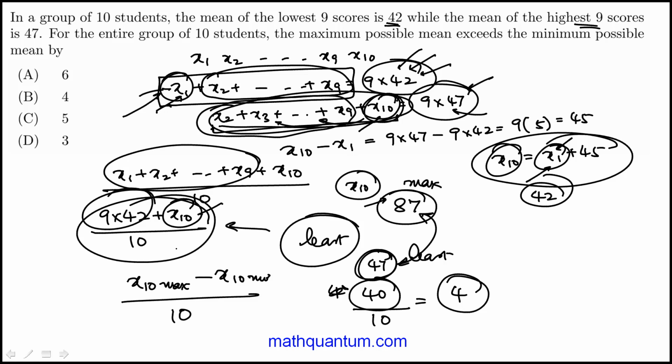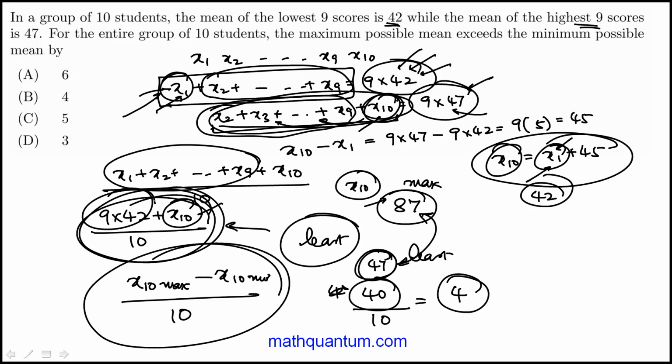You don't have to compute it, because that's additional work, and that's why I wrote it this way. If you calculated it for the least and the max values and you subtracted it, this is what you would get for the question. So the answer is 4, B.